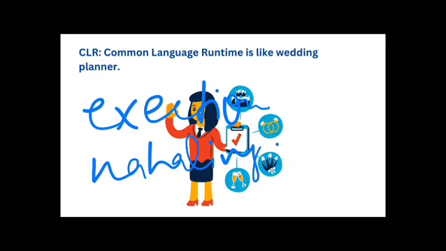And what do developers do? Developers just focus on writing the code. So developers are like guests at an Indian wedding: guests are only focused on the bride or groom's entry, just like developers just focus on writing the code. Okay, I hope you understand CLR.